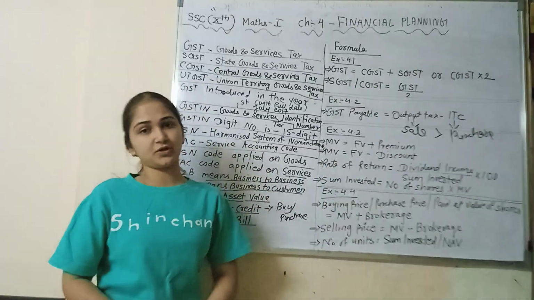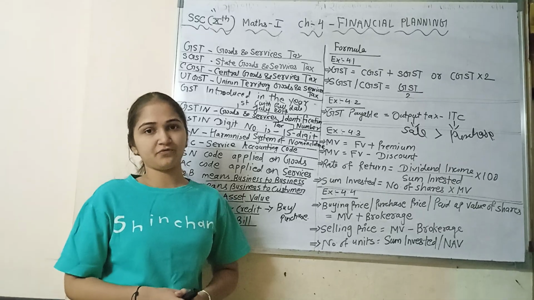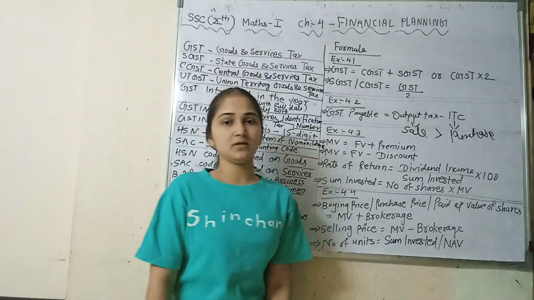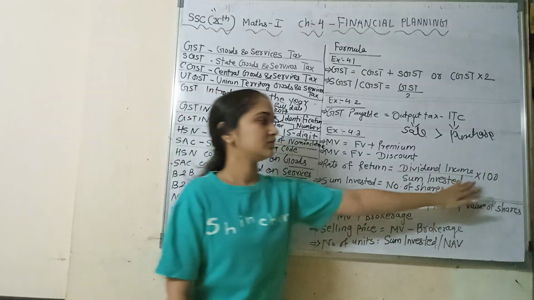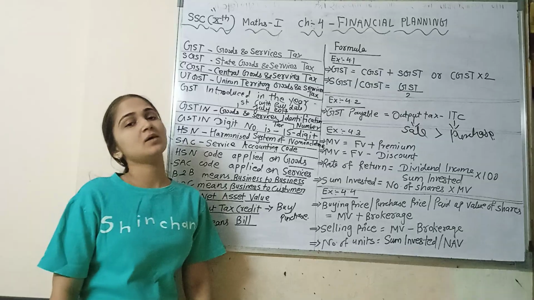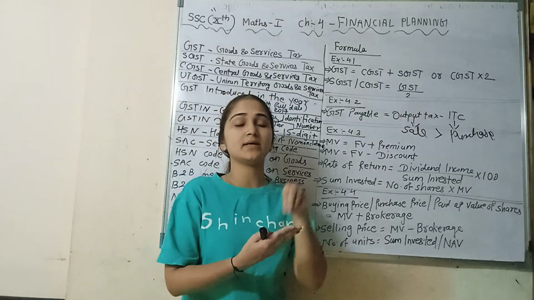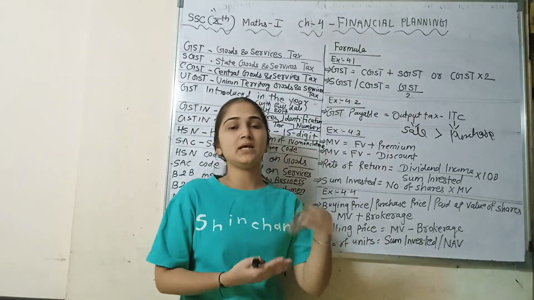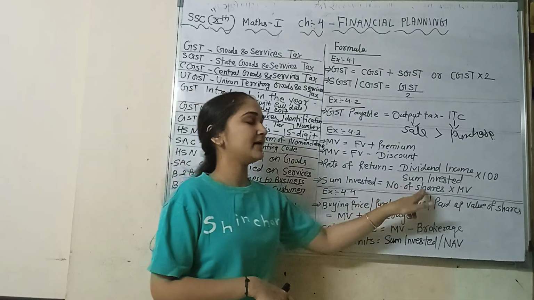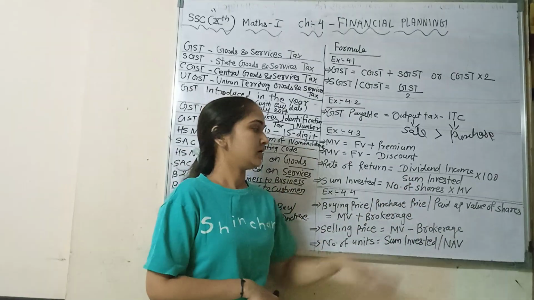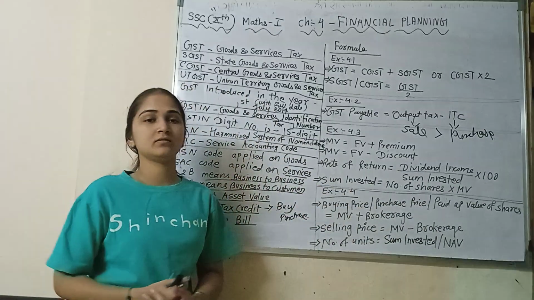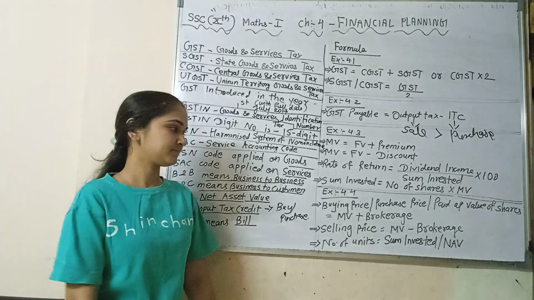Now the next one is the rate of return. How does a company calculate rate of return? So there is a formula: dividend income upon sum invested into 100. And how do we calculate sum invested? Sum invested means a person who has invested in a company, any A, B, C. So if we buy some number of shares and multiply by market value, we will get sum invested.